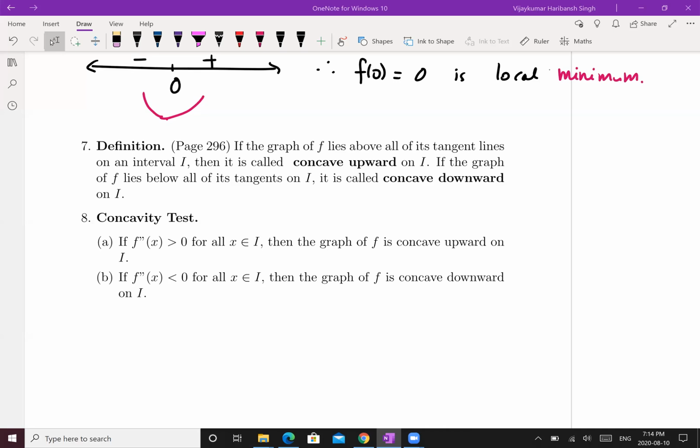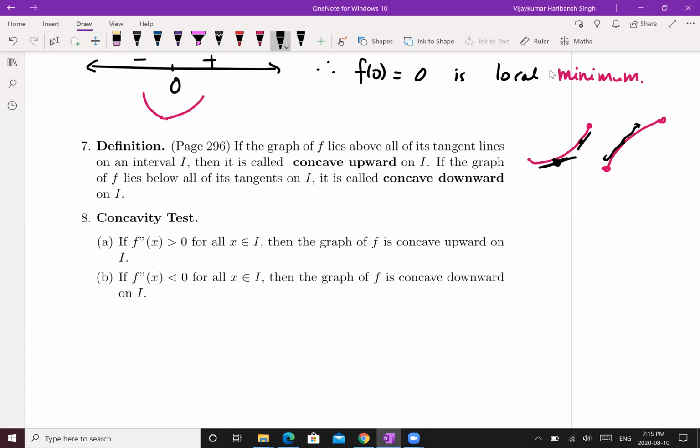So now our goal is to understand the shape of the graph. Note the following. In this case, the function is increasing, and here as well the function is increasing. But if you notice, in the first case the tangent line lies below the curve. In this case, the tangent line lies above the curve, right?